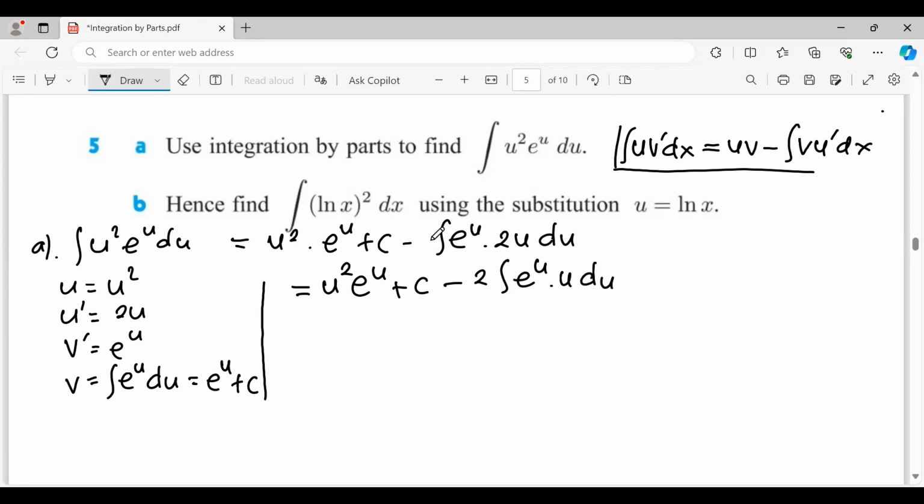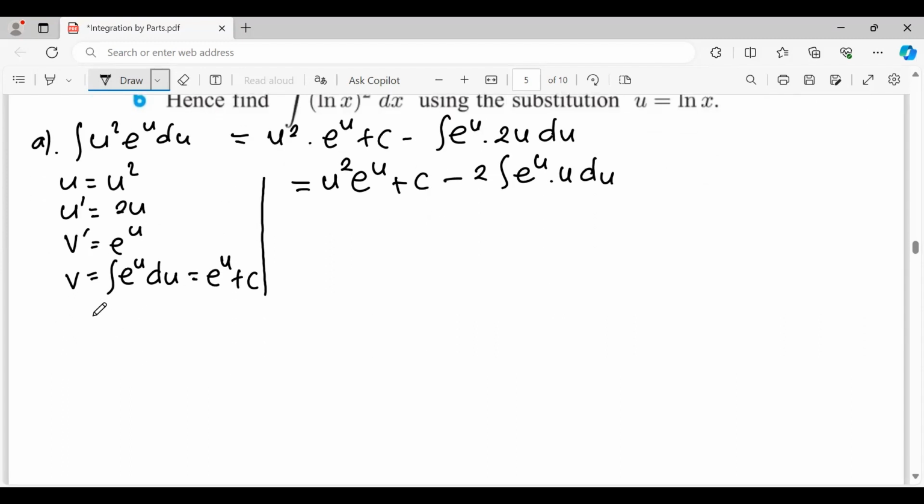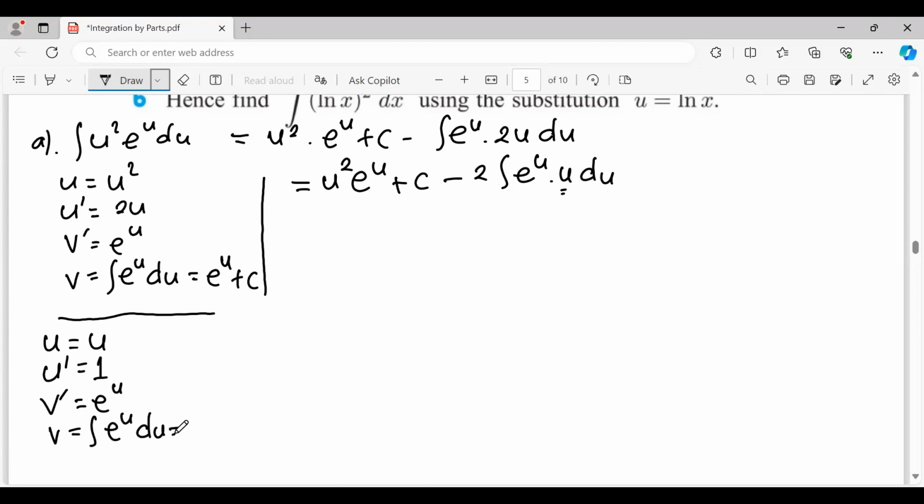And next, the second integration by parts. Use this space. If u equals u, this u, then the derivative of u equals 1, the derivative of v is e power u, so v equals the integral of e power u du equals e power u plus c.